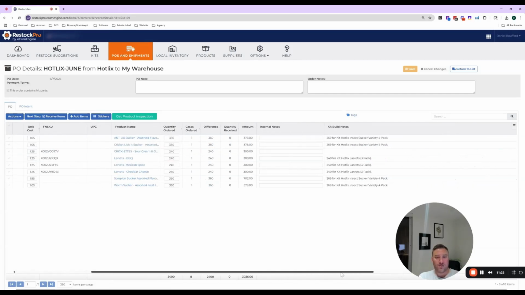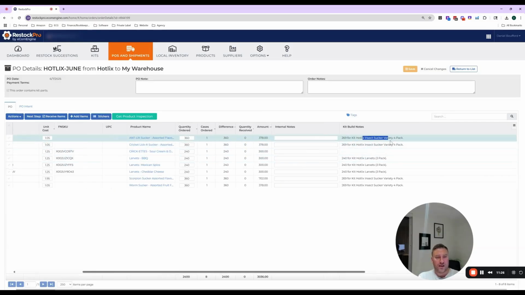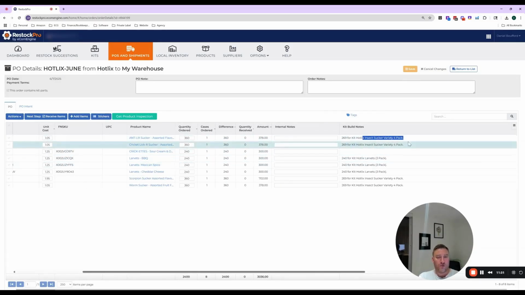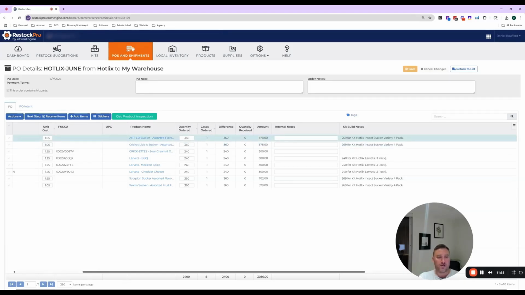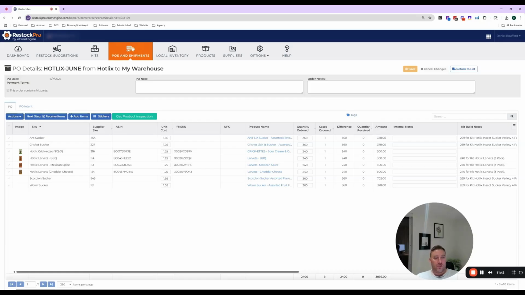The reason why it says 269 instead of 360 is because for this 4-pack, I didn't say order by the case, but if I wanted the 4-pack always by the case, I would toggle that on, and then the entire 360 would be allocated to that 4-pack. Yeah, so that's like the real nitty-gritty ordering process for Amazon Wholesale.